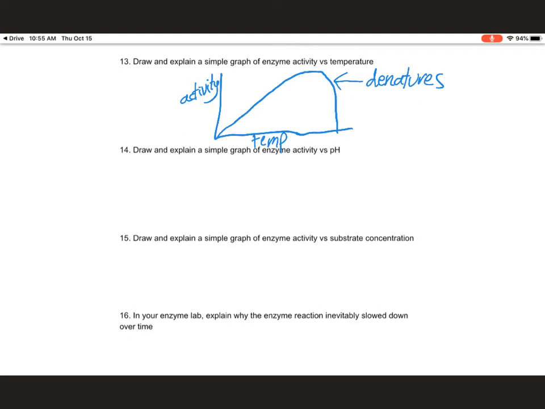It doesn't work anymore. Enzyme activity versus pH tends to be a little bit smoother of a curve, but we still get that denaturing at the extreme ends. And each enzyme has its own sort of ideal pH at which it functions.